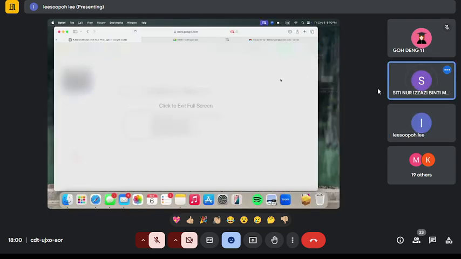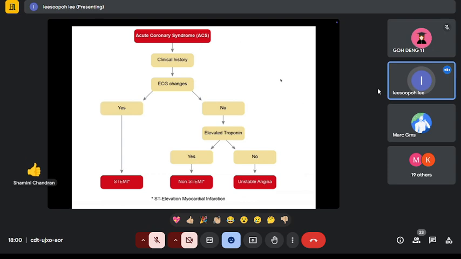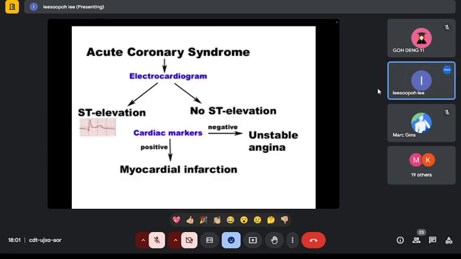Yes, doctor. Yeah, this one is very important. Okay, very important. So remember: ST elevation, non-ST elevation, and unstable angina.